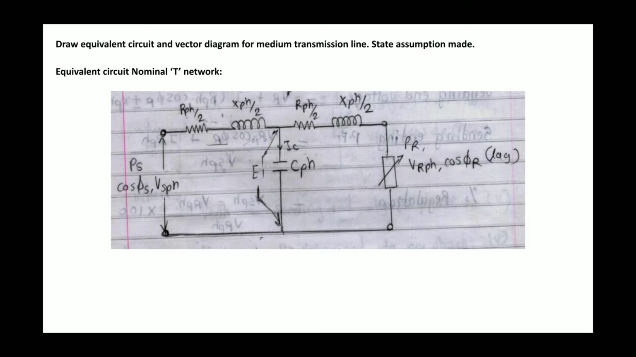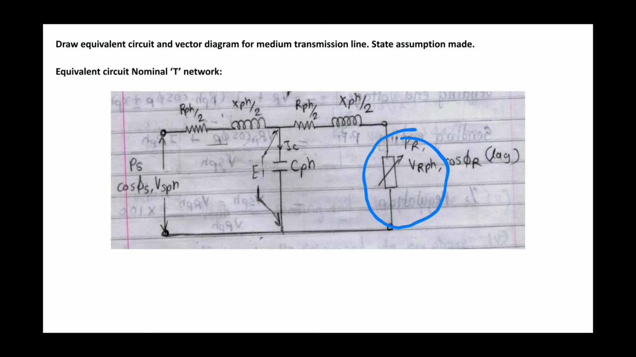In this receiving part, we connect the load. The types of load we will discuss in the next slide, but it is a load. Here PR means the receiving end power. Then cos phi r is the receiving end power factor, which is lagging, which means the load is inductive. It's an assumption. And VRPH means the receiving end voltage, which is in phase.